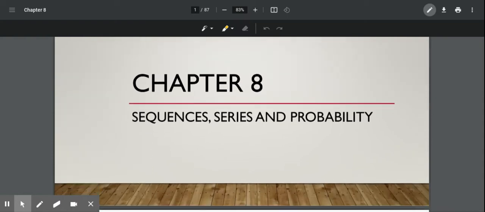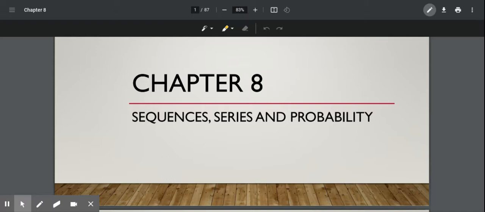All right, so here we go. Chapter 8. We have sequences, series, and probability. So these first few sections are the sequences and series, and then the last few sections are the probability. So those of you going into AP Stats, the probability will actually be helpful for you.